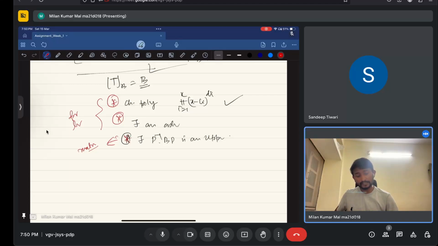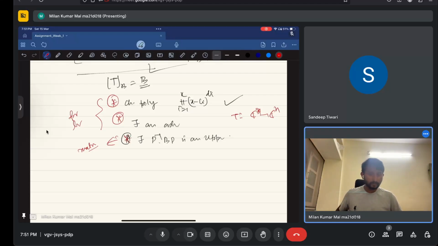Suppose I am taking T as a linear operator from, let's take it, the complex field to the complex field, C^n to C^n. This is a linear operator. C^n must have some standard ordered basis.